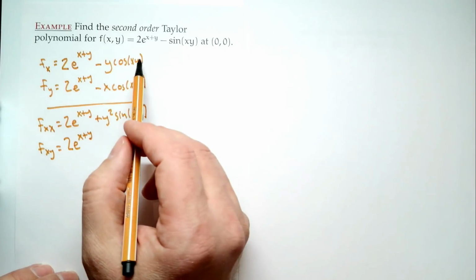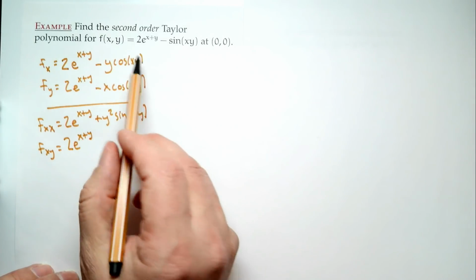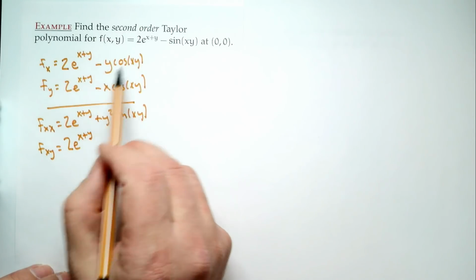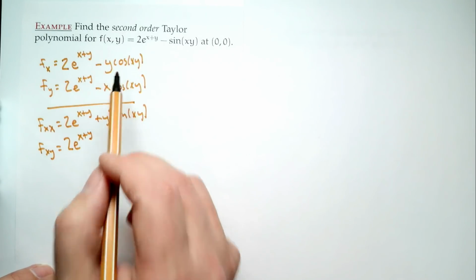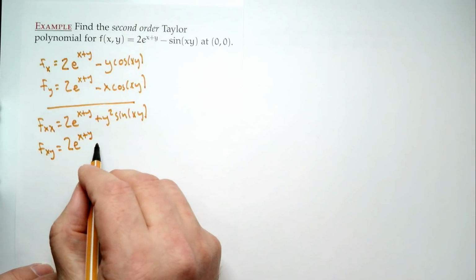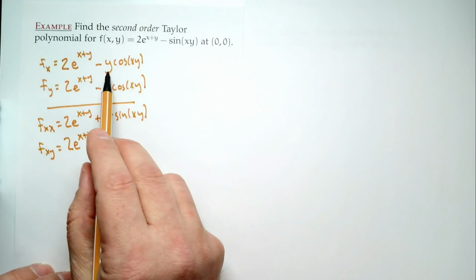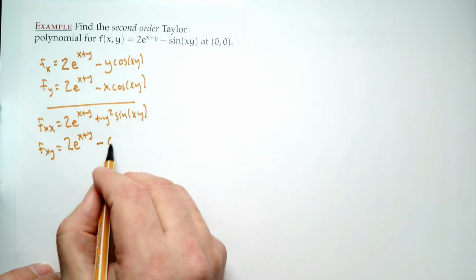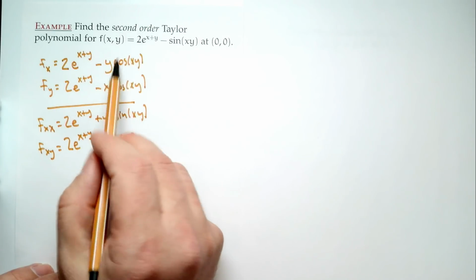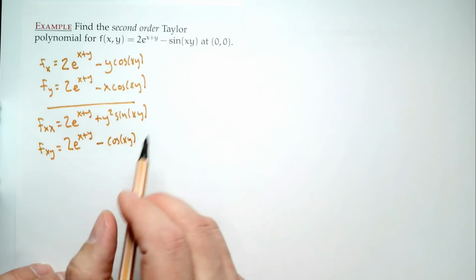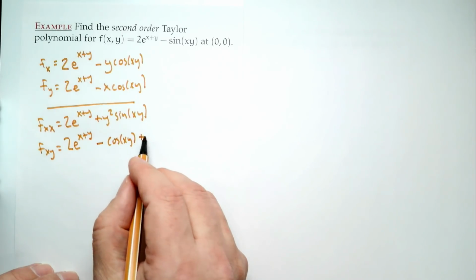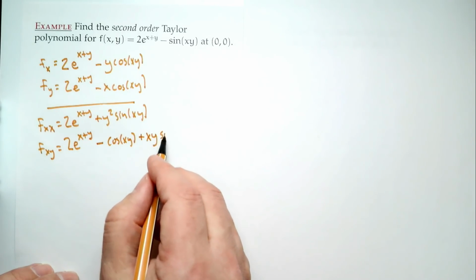Well, let's be careful here. We're taking fxy, so that means we're coming to f sub x, taking the derivative with respect to y. What rule do I need to take the derivative of y cosine of xy if I'm taking the derivative with respect to y? Product rule. So, the derivative of the first will be 1, and I'll have cosine of xy. Then I'm going to take the derivative of the cosine of xy with respect to y. Minus will become plus xy sine of xy.